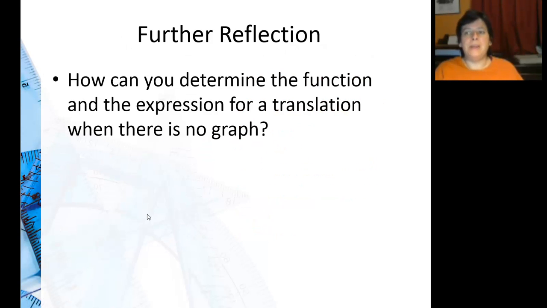So for further reflection, how can you determine the function and the expression for a translation when there is no graph? Just go ahead and use the x2 minus x1, like we did in slope and in distance, and the y2 minus y1 for the vertical.